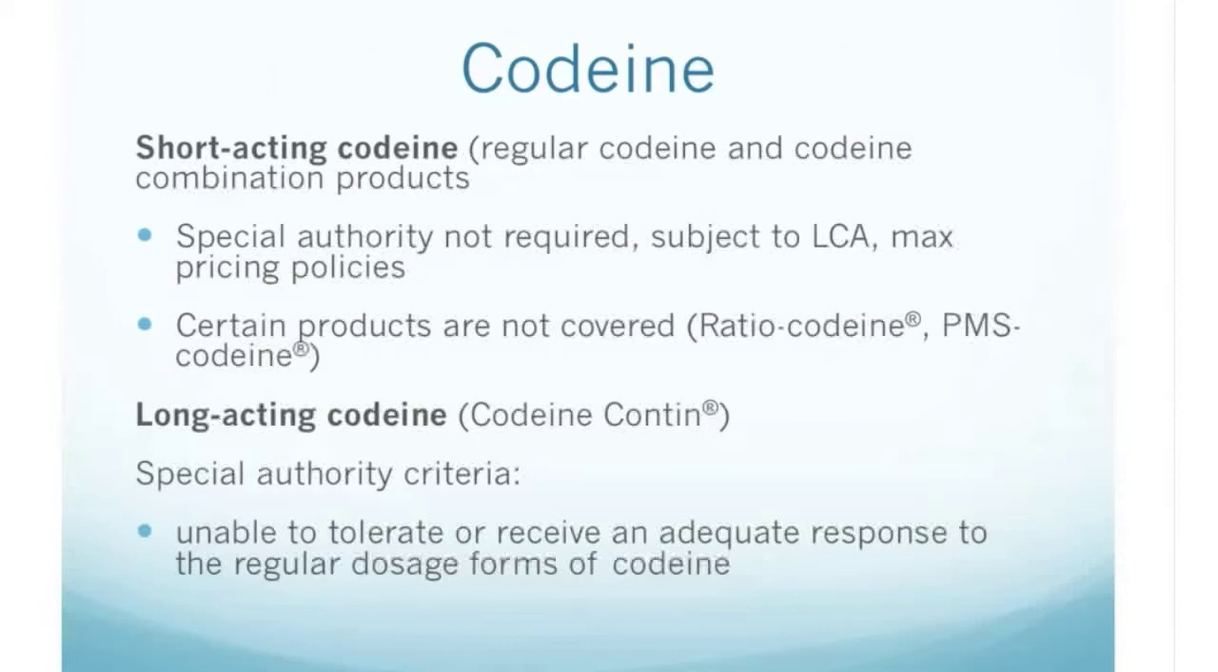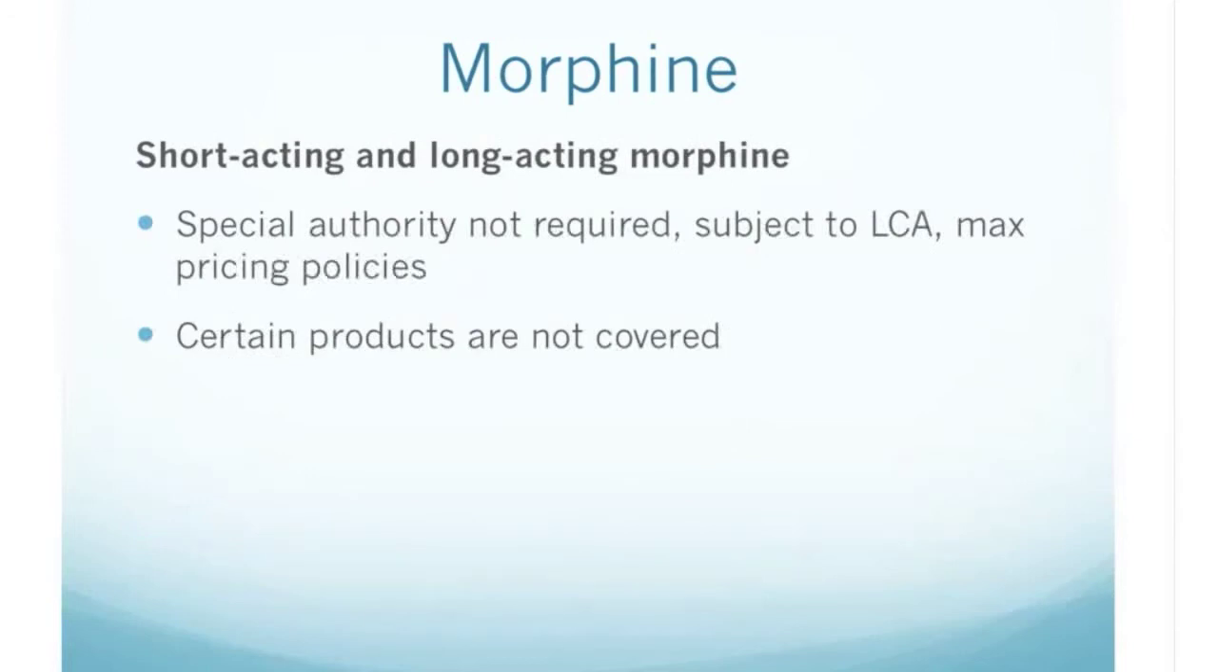And for morphine, both the short-acting and the long-acting morphine are covered. Special authority is not required. And again, all the products are subject to low-cost alternative and maximum pricing policies. And again, certain products are not covered. So Pharmacare has a list of which brands are covered and which aren't. Your pharmacist will be able to tell you that. And we'll also show you later on in the presentations how to check on the Pharmacare website which products are covered and which ones aren't.